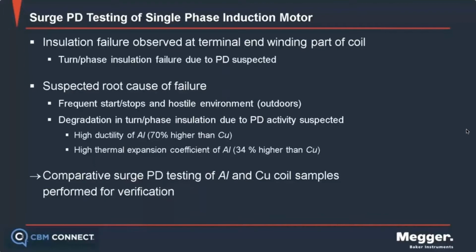The degradation in turn and phase insulation due to PD activity was suspected, either due to the high ductility of the aluminum, which has about 70% higher ductility than copper, and also the high thermal expansion coefficient of the aluminum. So the growth and shrinking of that coil was also much more rapid than copper. Comparative PD and surge testing was performed on all the copper and aluminum winding coil samples for verification.